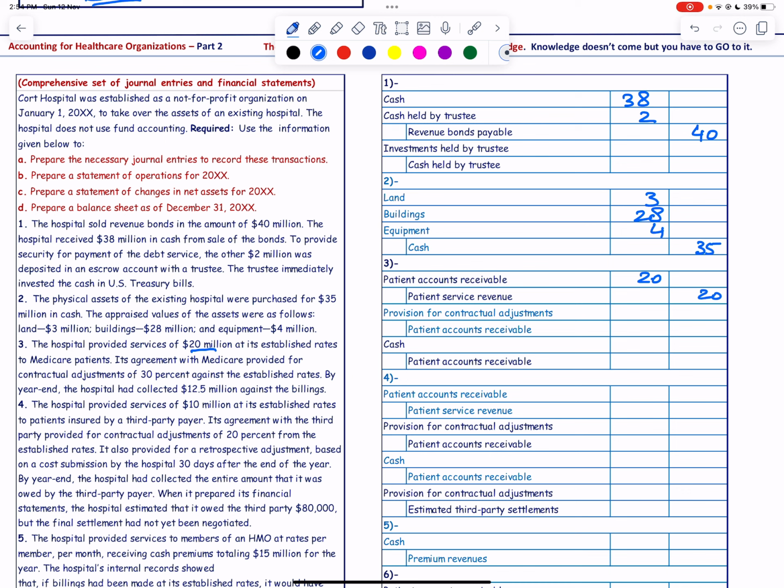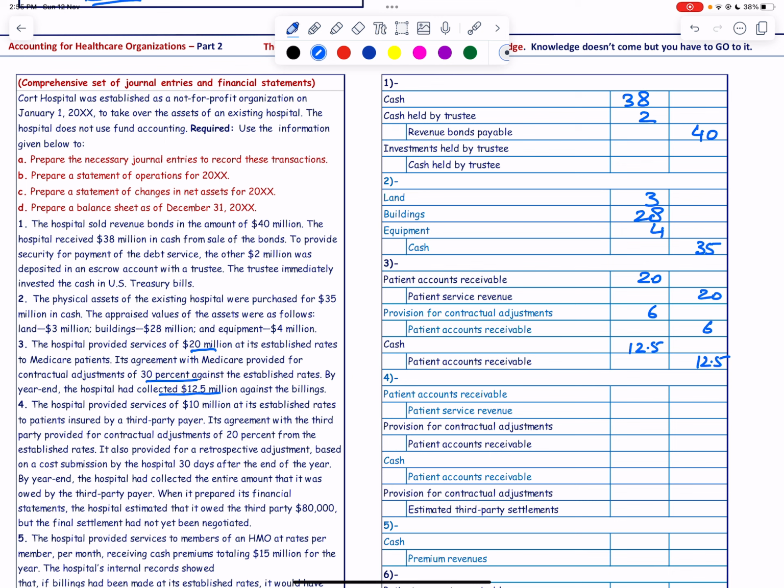And you can see that the contractual adjustment is 30% against the established rate. So 30% of 20 million is 6 million. So provisions are debited by 6 million, and patient accounts receivable is credited by 6 million. Then the hospital has collected 12.5 million, so cash is debited by 12.5 million, and patient accounts receivable is credited by 12.5 million. We move on to number 4.